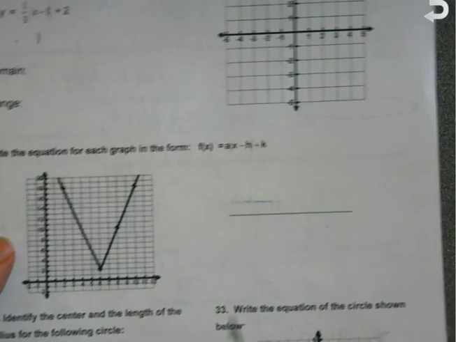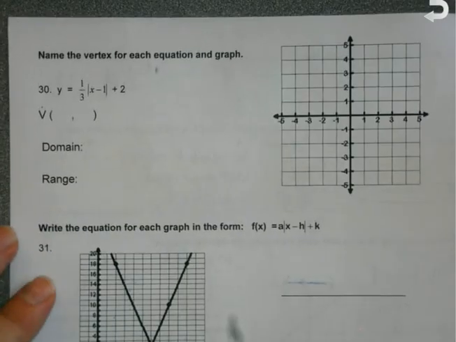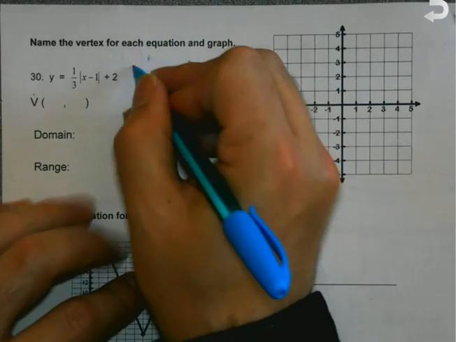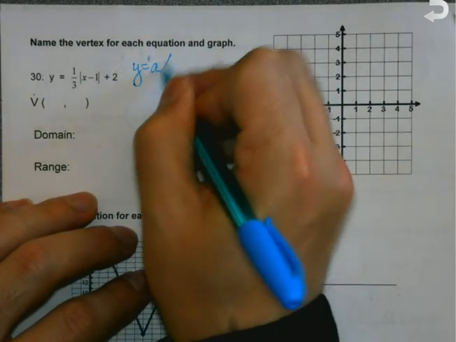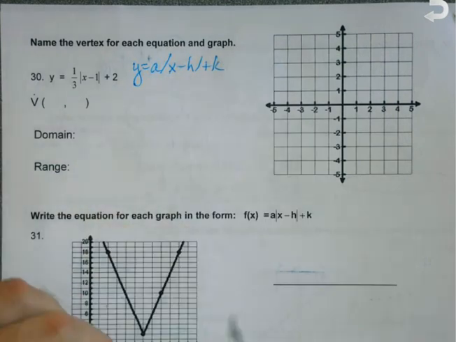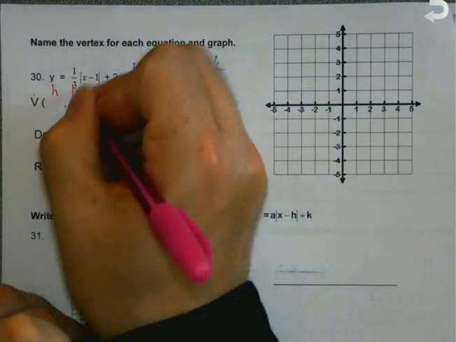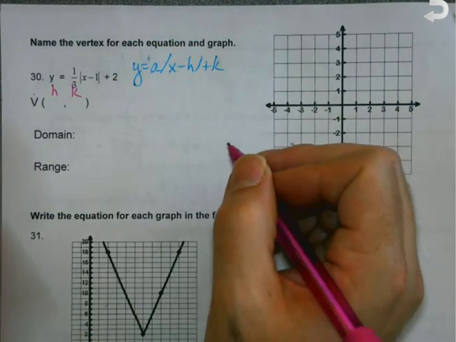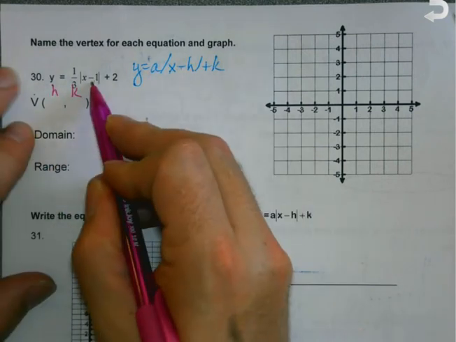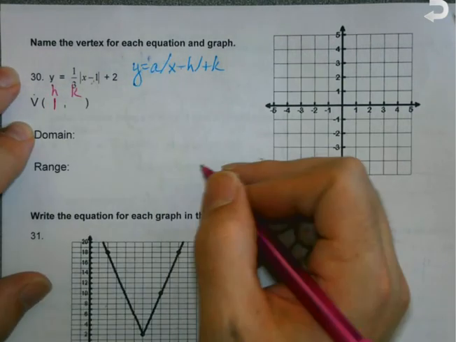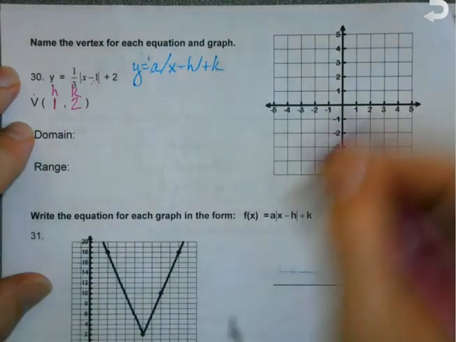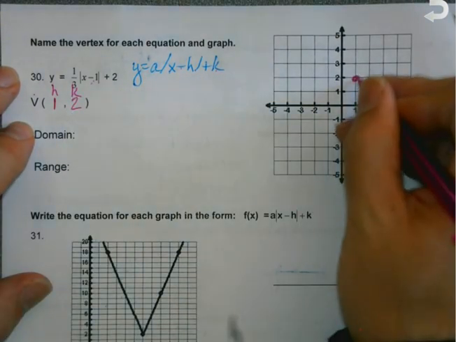All right, name the vertex and graph for each equation. Okay, vertex, reminder. Here's that form again. We keep having it show up in places. My vertex is (h, k). Now remember, this value is the opposite of h. So I want the opposite of -1. So my h value is 1. But my k value is whatever's outside. So (1, 2) would be my vertex.